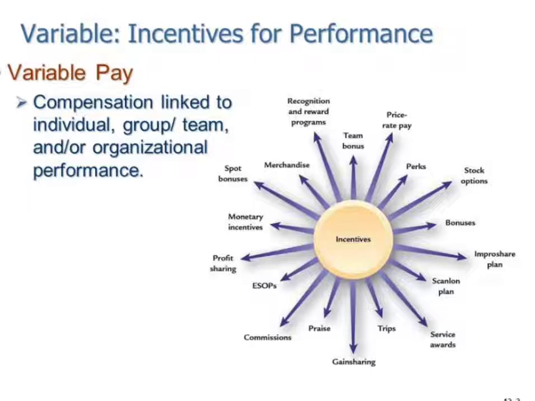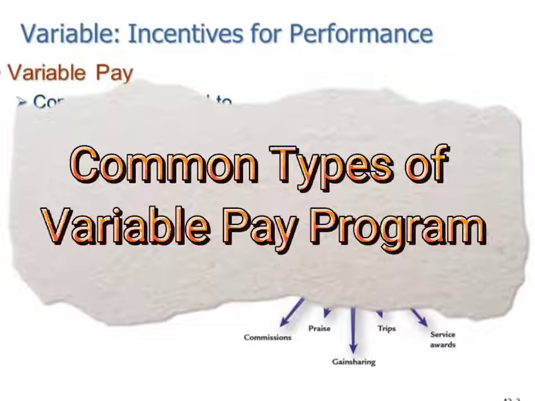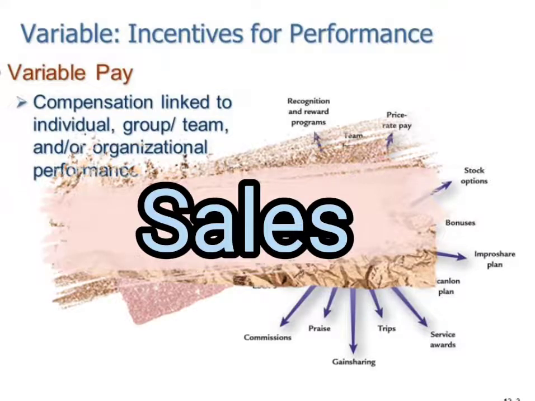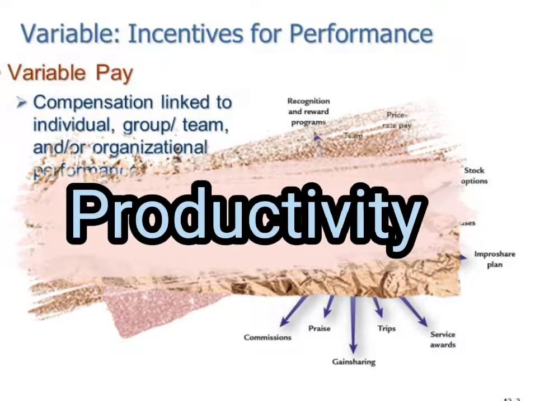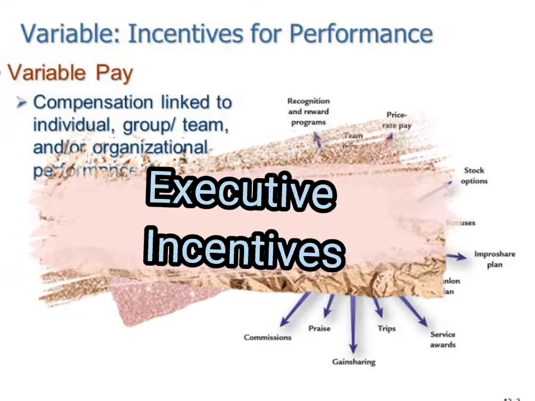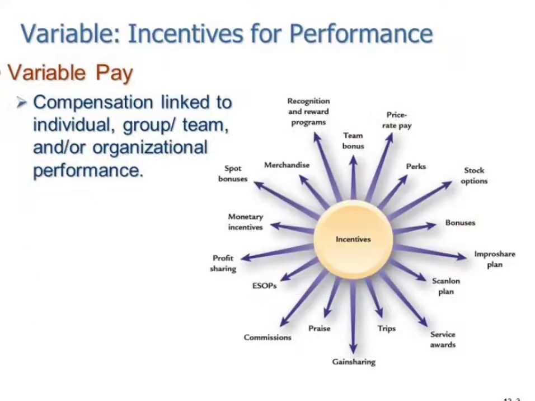Variable pay programs are very popular, with more than 80% of the organizations using them. According to the WorldatWork Annual Survey, the most widely used of these programs involve awards based on individual, unit, and organizational performance and success. Common types of variable pay programs are based on factors such as sales, customer service, productivity, attendance, safety, and executive incentives. Okay, let's have first variable incentives for performance.